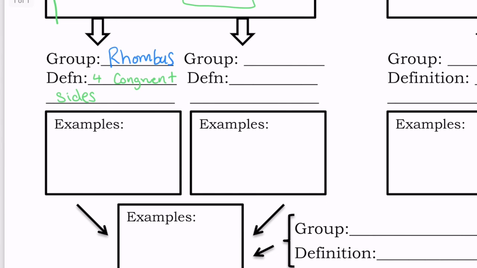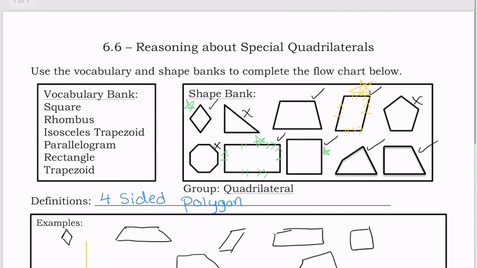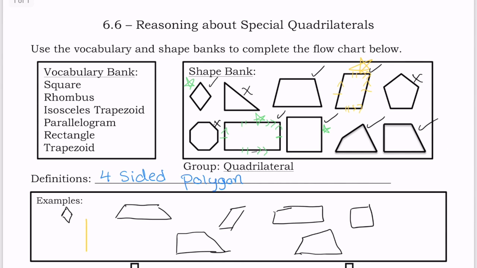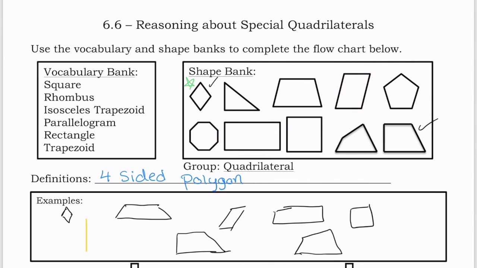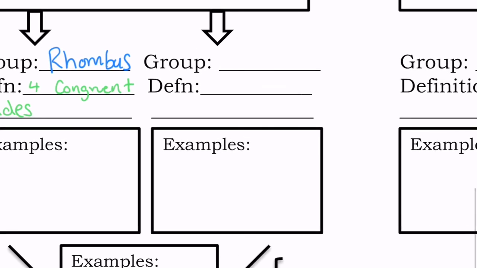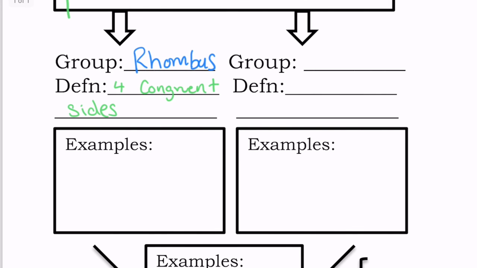If we go all the way back up to our shape bank of quadrilaterals, there are two rhombuses where all four sides are congruent. It would be this one right here and this one right here. So I'm going to go down and sketch those. We have this one. We have this one.